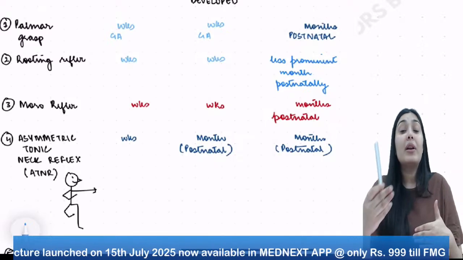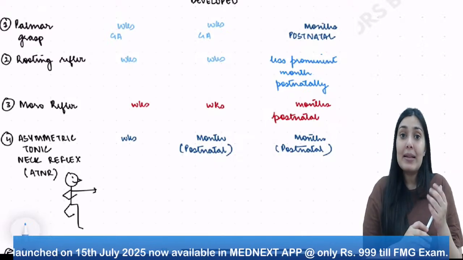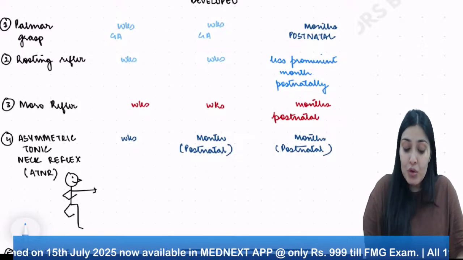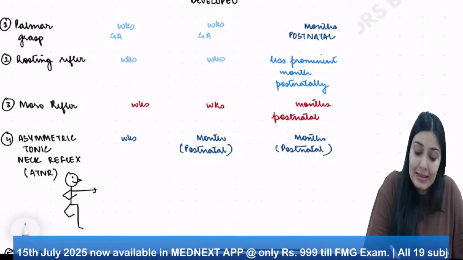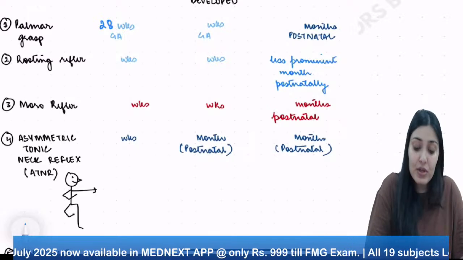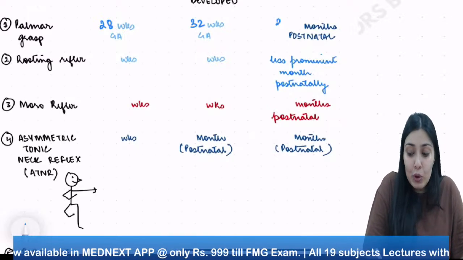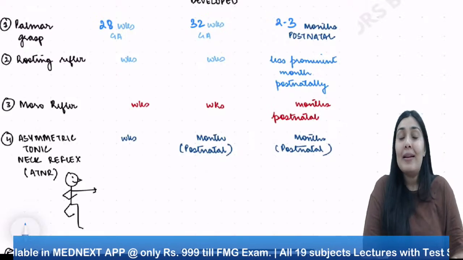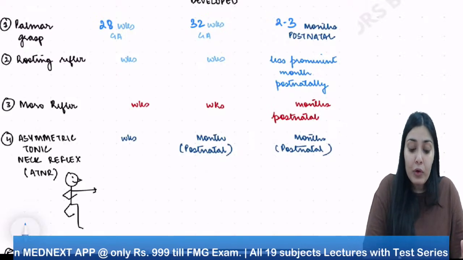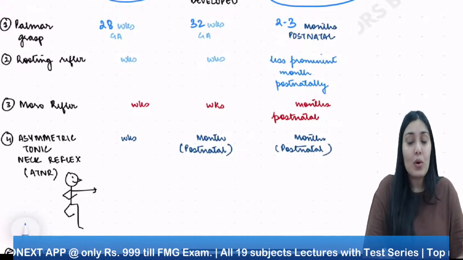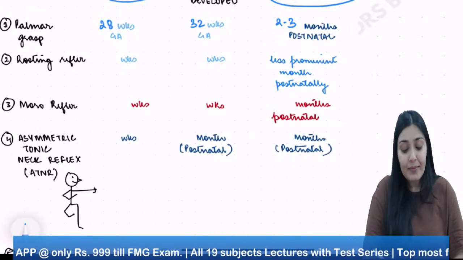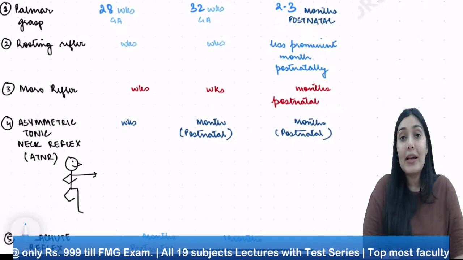When voluntary grasp has to happen, then this reflex will go. This reflex appears at 28 weeks of gestational age. It is fully developed by 32 weeks, and by 2 to 3 months postnatal, it disappears. What is important for you is the onset and the disappearance.